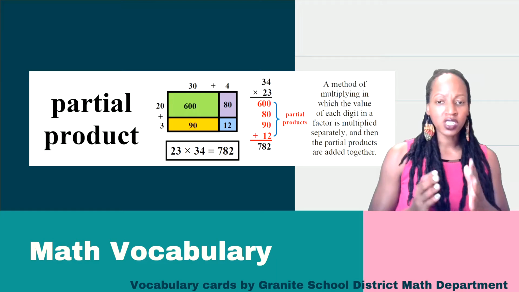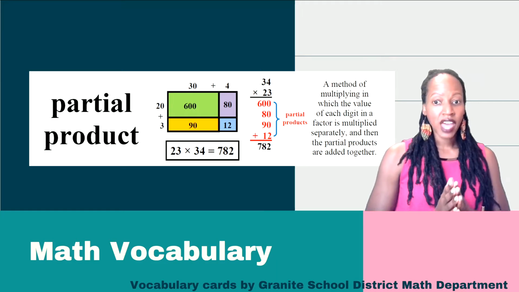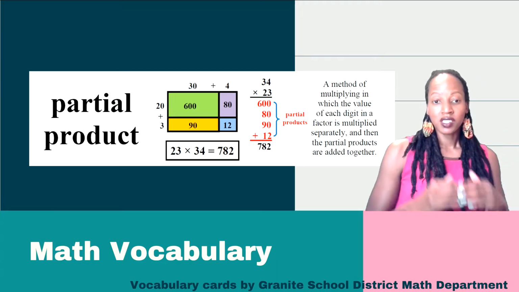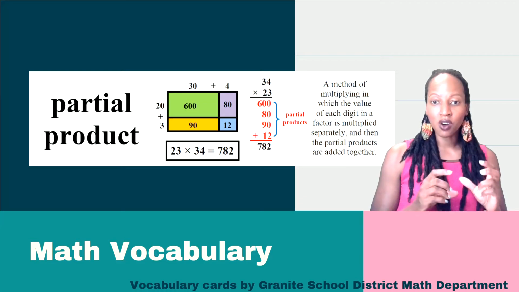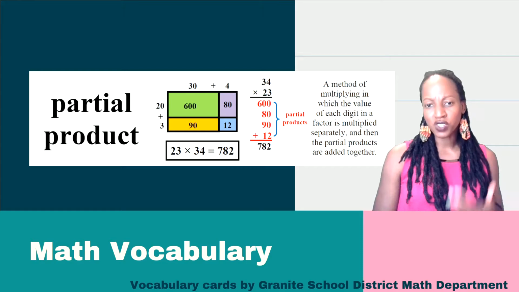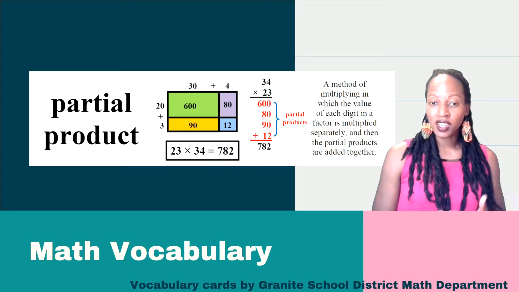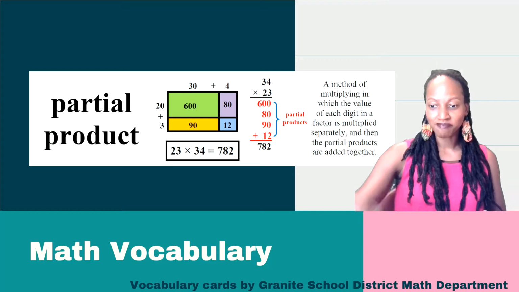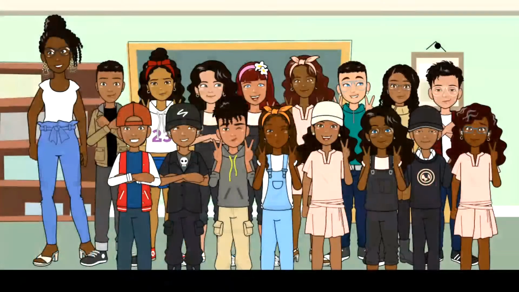And so our goal today is to tackle the area model, tackle the partial product, and see how those two connect to what's called the standard algorithm. And that's just a more efficient or a faster way to represent multiplication. Let's take a look. Our friends are here today. Say hello to them before we get started.